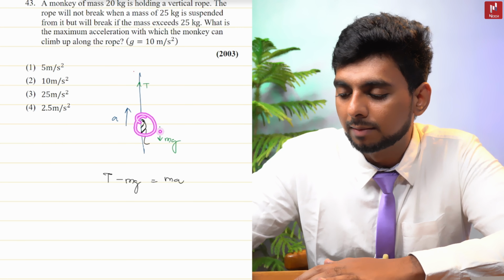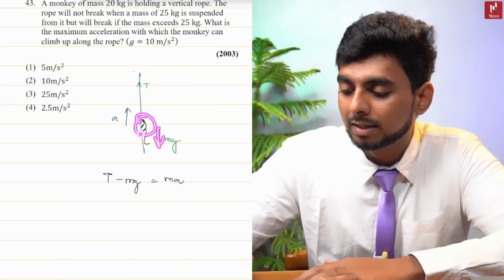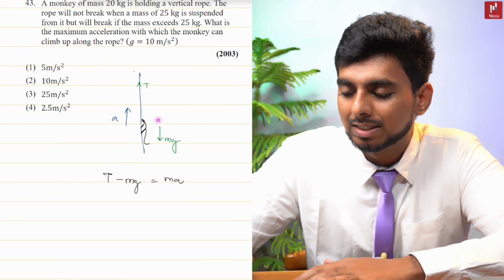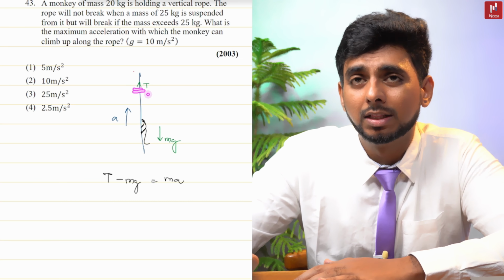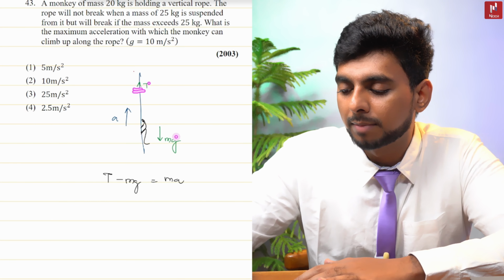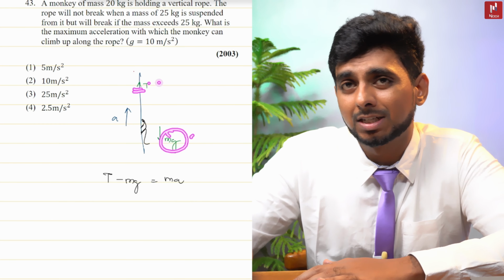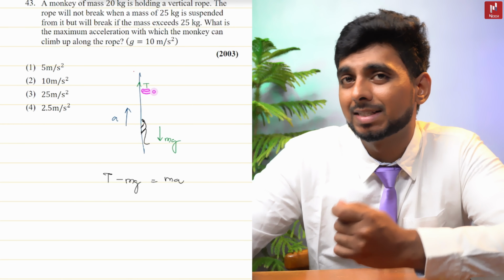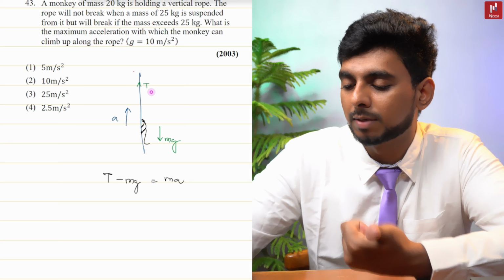Here you have mg, that is the monkey holding onto the rope, and the mg is going to act downwards. Okay, so as it is accelerating upwards, obviously the tension in the rope will be greater when compared to this mg. With that extra force, I'm just going to pull it downwards. In turn, you'll end up getting that extra tension that got generated in this particular rope, right?